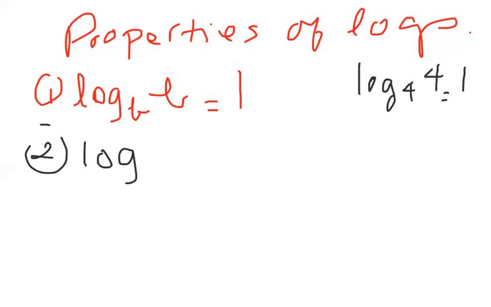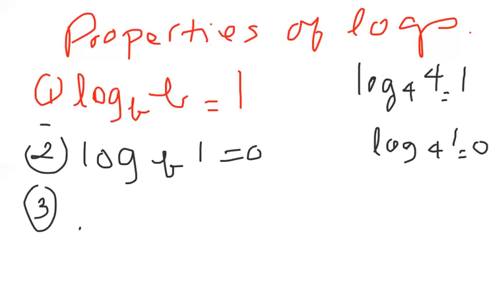Okay. Number 2, log base b of 1. B to the what power will give you 1? That would be 0. Again, let's look at a concrete example. Log base 4 of 1. 4 to the what power gives you 1? That would be 0, because anything raised to the 0 power is equivalent to 1. Now, number 3, guys. Log base b of b to the x power is going to simplify to x.